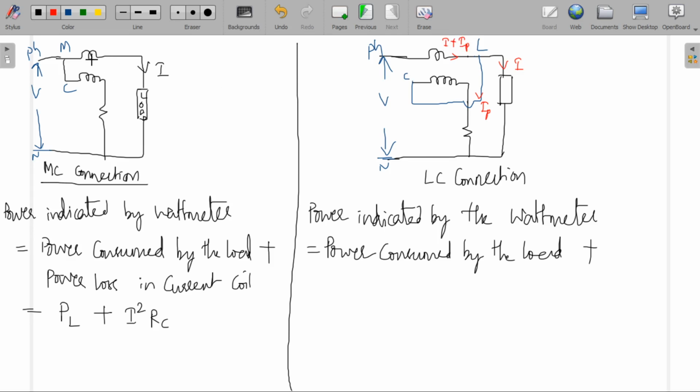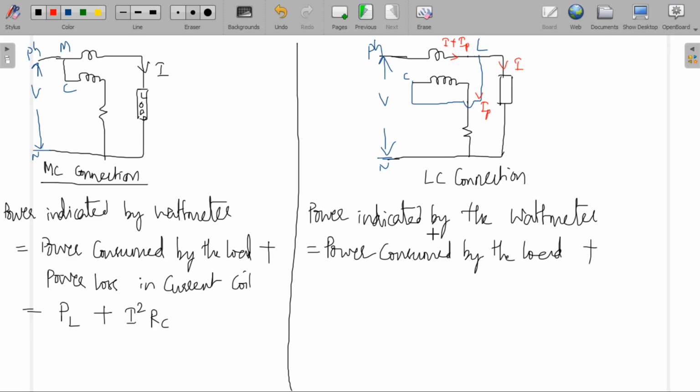Here this carries only I, but the voltage across this will be equal to the voltage across this plus the voltage across this. Here this carries not only the load current but also the current flowing through the pressure coil circuit. It is carrying both currents, right? Then the total current which is flowing through this will be I plus IP.